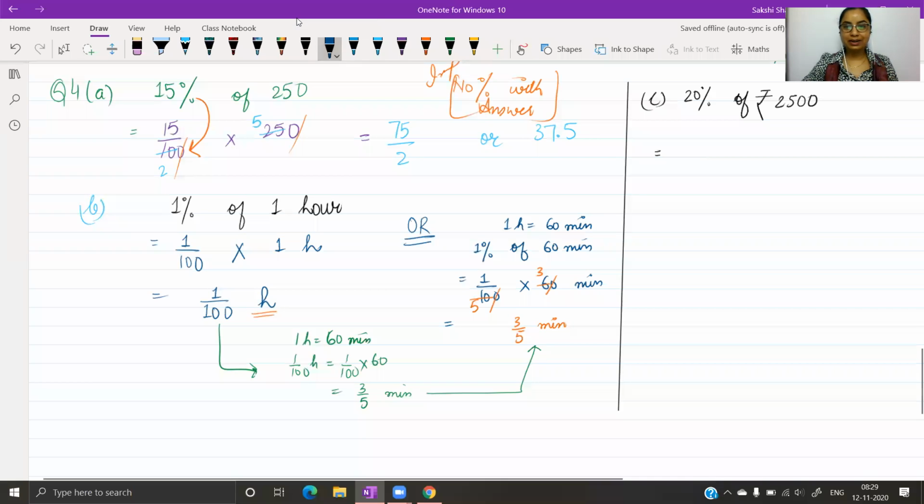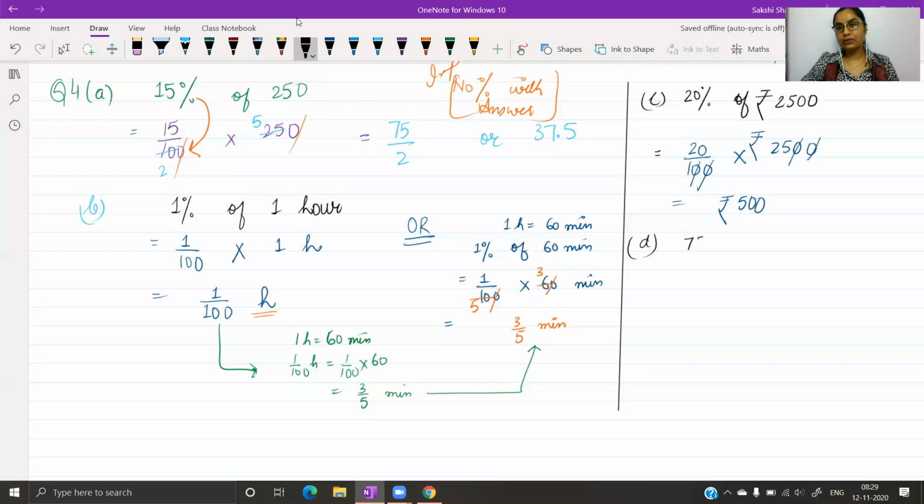Okay, Bhavya and Harnevaz have calculated the answer. We have 20 over 100 multiplied by 2,500 rupees. Zeros cancelled, and the answer is 500 rupees. That's correct. Bhavya, Harnevaz and Sahaj, your answer is correct. Bhavleen also calculated, very good.